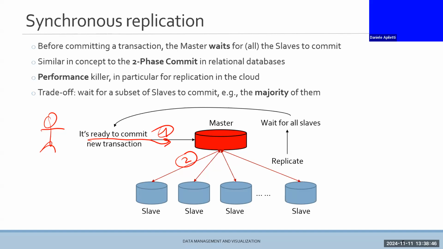it can reply at that point, so waiting for all answers from the slaves, that's number three. And in the end, after all the slaves have replied, yes, I'm updated, the master can reply to the end user, to the front end, saying, I've done it.